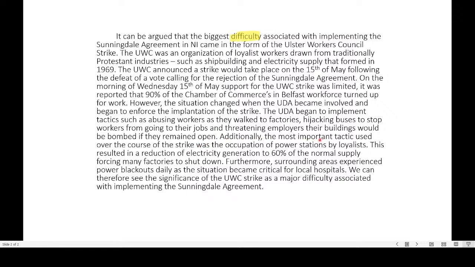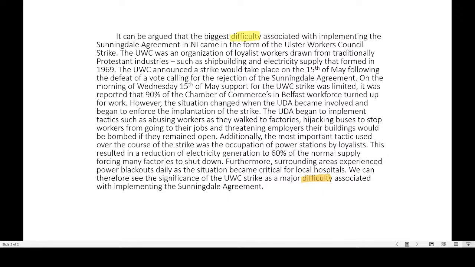Additionally, the most important tactic used over the course of the strike was the occupation of power stations by loyalists. This resulted in a reduction of electricity generation by 60% of the normal supply, forcing many factories to shut down. Furthermore, surrounding areas experienced power blackouts daily as the situation became critical for local hospitals. We can therefore see the significance of the UWC strike as a major difficulty associated with implementing the Sunningdale Agreement.